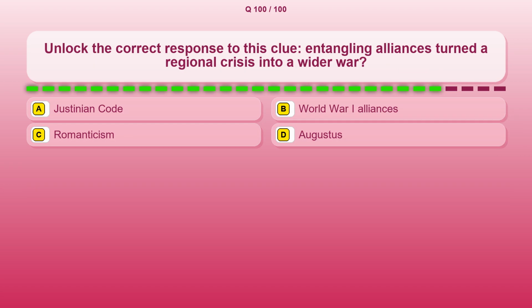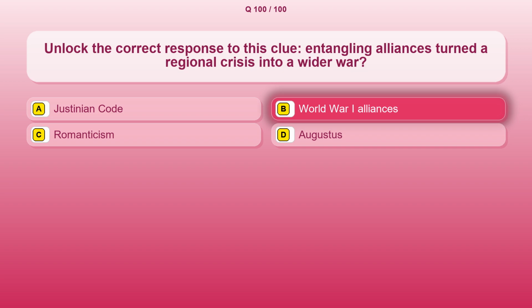Question 100. Unlock the correct response to this clue. Entangling alliances turned a regional crisis into a wider war. Option A, Justinian Code. Option B, World War I alliances. Option C, Romanticism. Option D, Augustus.